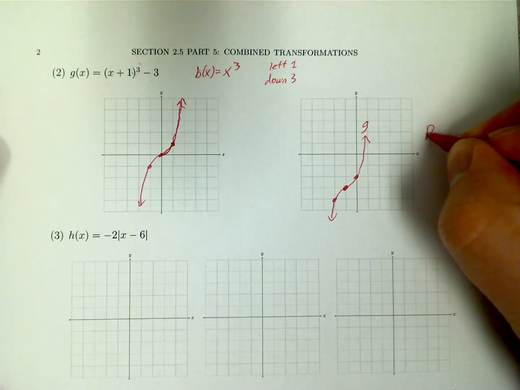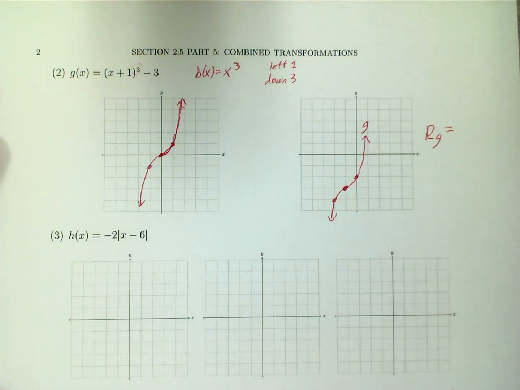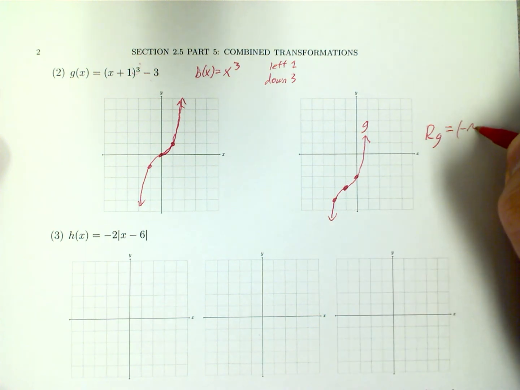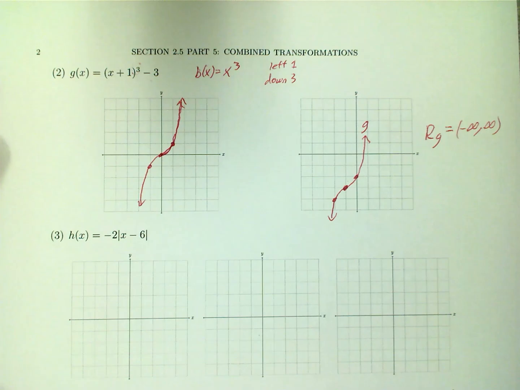We also want to talk about the range of g and what happens in this particular case. Well, how far does it go down? Negative infinity. How far does it go up? Well, we got an arrow that points up forever, so positive infinity.